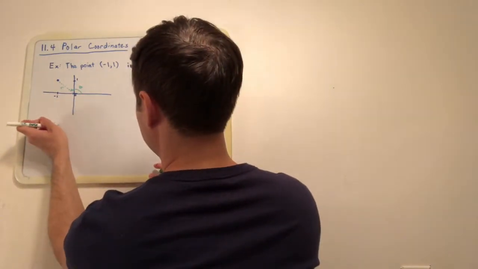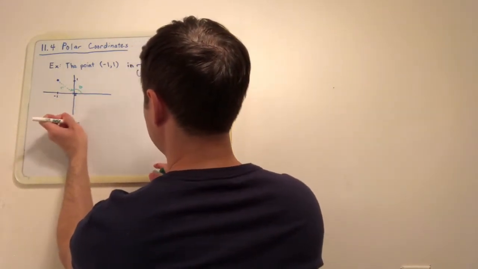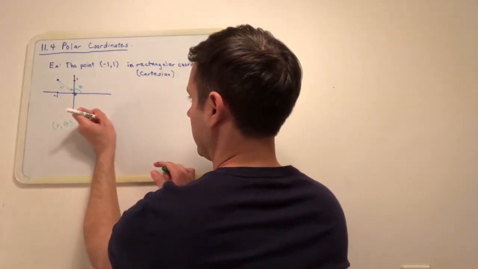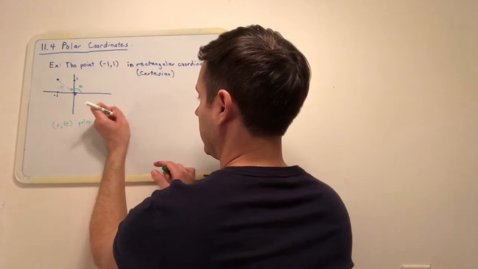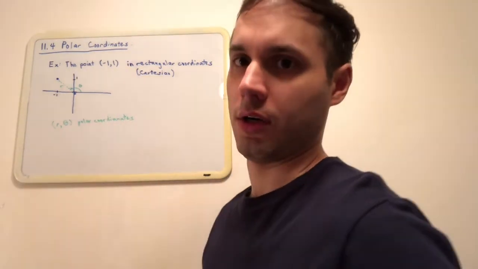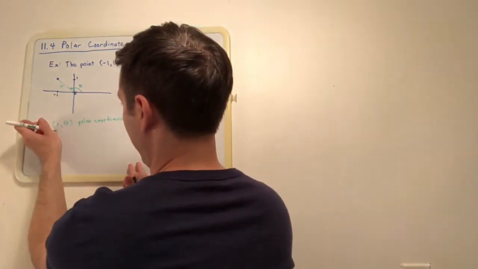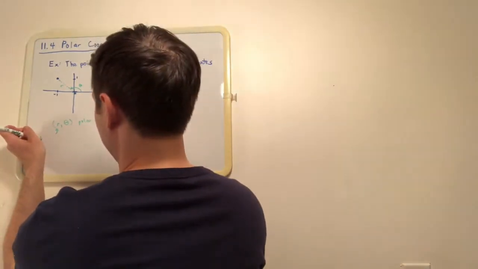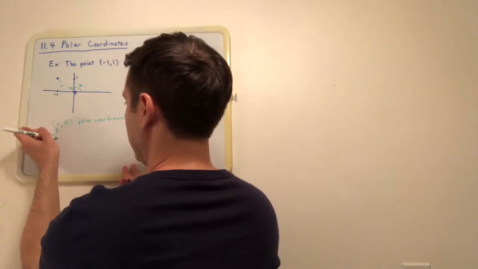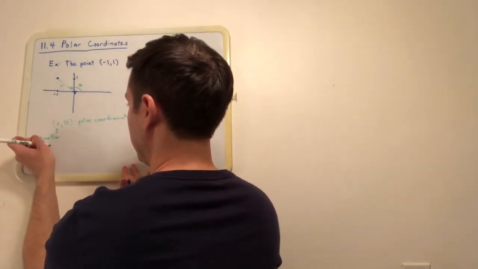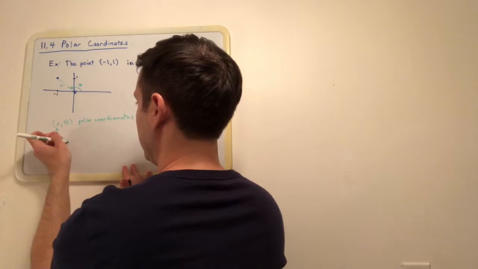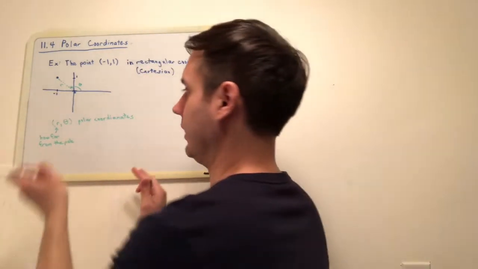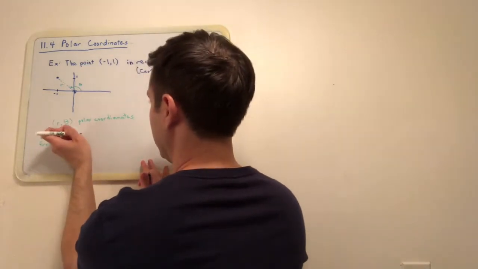So r comma theta in polar coordinates. R tells me how far from the pole. In polar coordinates we call the origin the pole. So how far from the pole. And theta is going to tell me in what direction am I traveling. So what direction.